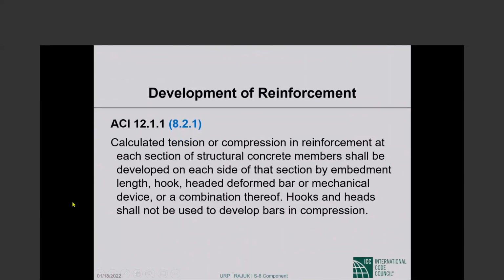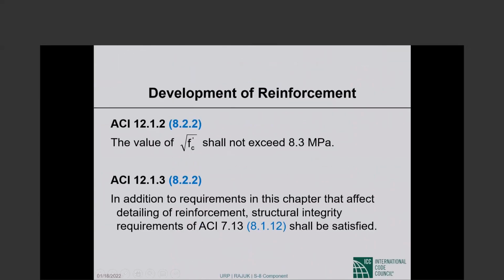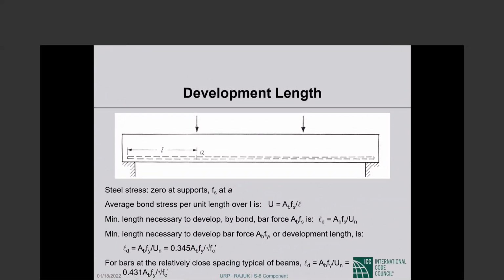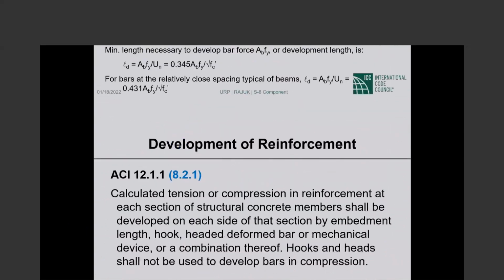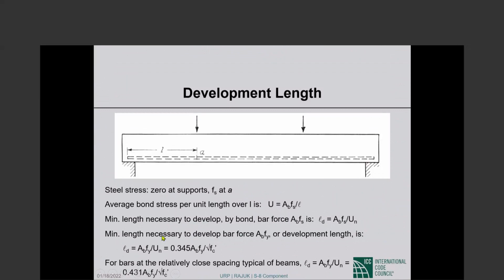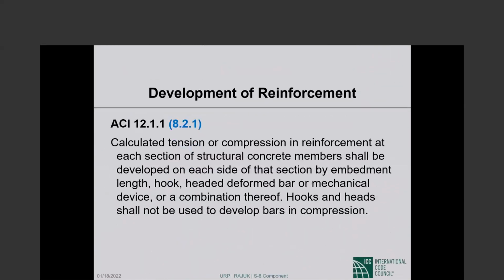Minimum length necessary to develop bar force A sub B F sub Y is 0.345 A sub B F sub Y divided by square root of F sub C prime. That is what we call development length, the length of bar needed to develop full F sub Y. For bars at relatively close spacing, the L sub D development length increases to 0.431 A sub B F sub Y over square root of F sub C prime. Okay.